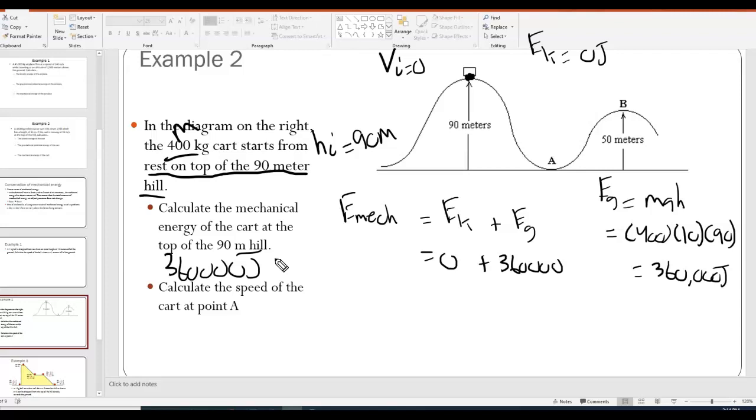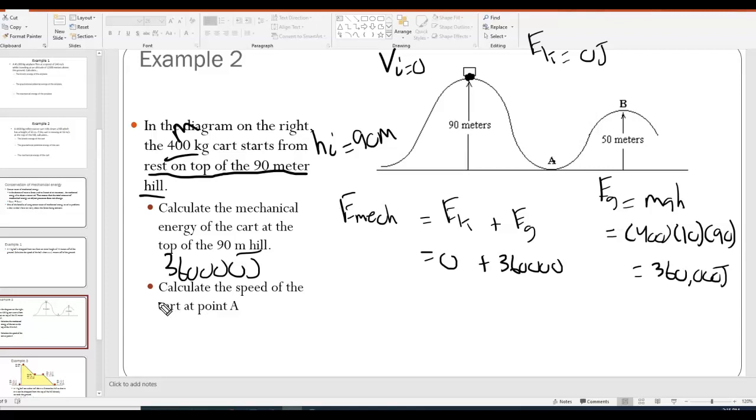So as the cart goes down the hill, it's going to lose gravitational potential energy, but it's going to make up that difference in the form of kinetic energy. So the total amount of mechanical energy is the same. I know right away that the mechanical energy at A is 360,000 joules. The mechanical energy at B is 360,000 joules. Okay, because mechanical energy is conserved. That's the point. Okay, the total amount doesn't change. It's the same. Okay, it just changes forms.